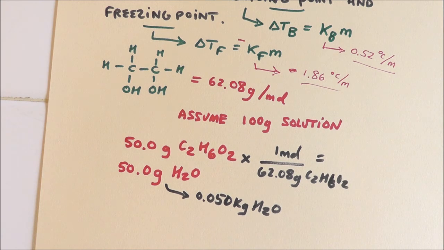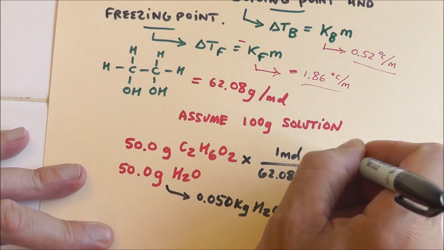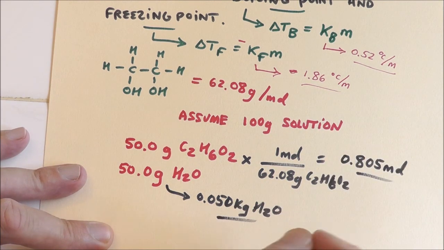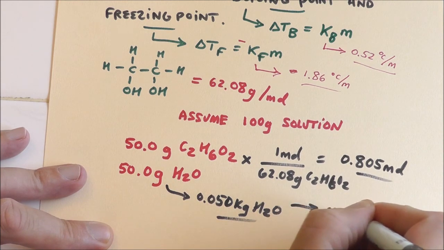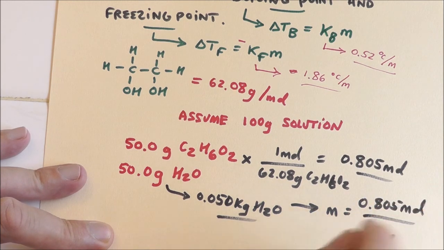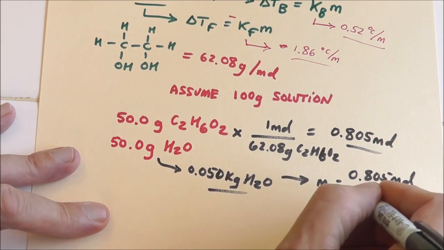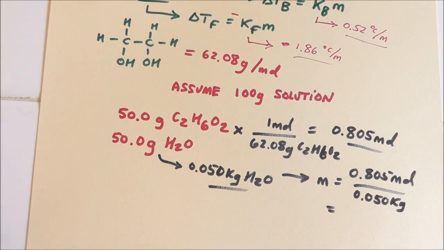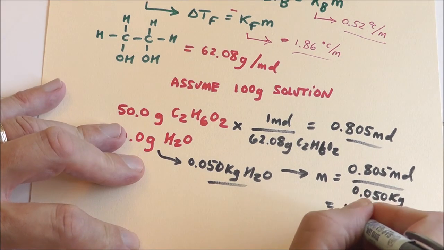50 divided by 62.08 is 0.805 moles. Little m is 0.0805 moles divided by 0.050 kilograms. And so let's find out what that is. That is 16.1 molality units.